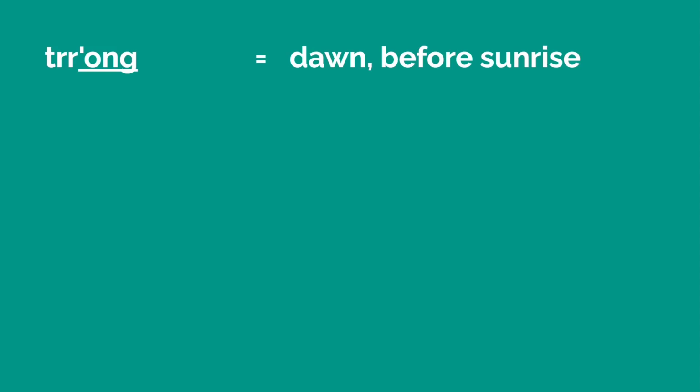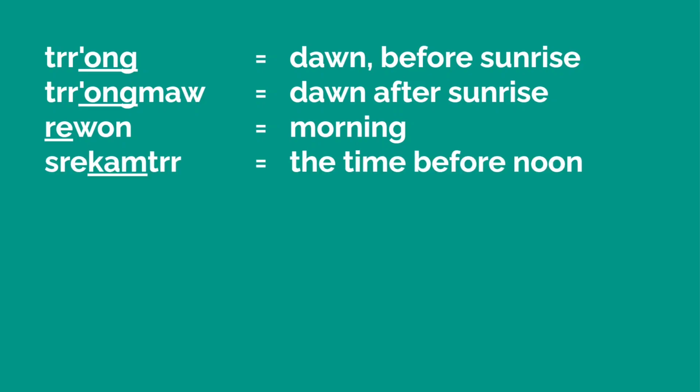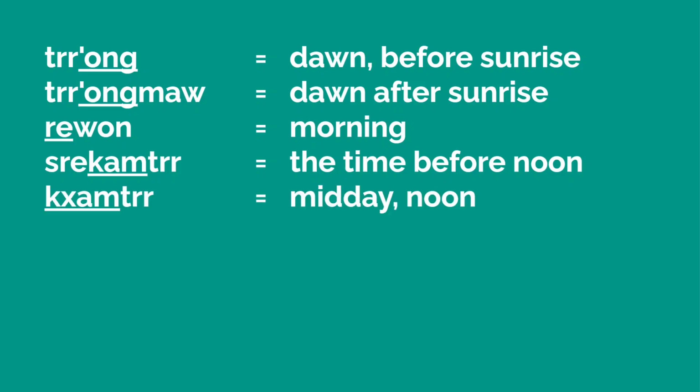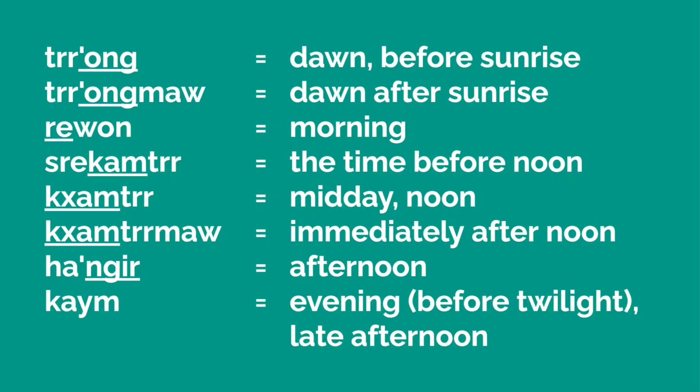There are many pieces of the day, starting with trong, dawn before sunrise. Trongmau, the dawn after sunrise. Rewon, morning. Srekamtr, the time before noon. So sre before, kamtr is noon, so srekamtr, the time before noon. Kamtr, midday, noon. Kamtrmau, immediately after noon. Ha'ngir, afternoon. Gaim, evening, before twilight or late afternoon. And yeah, this is only half of them. I have another slide with them.